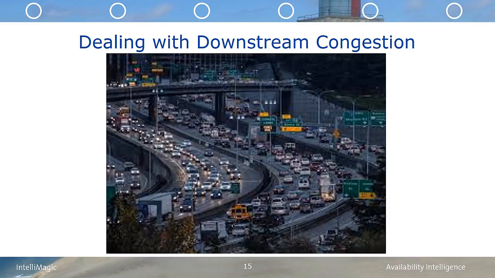Does anyone feel like this represents their morning commute? Oftentimes, when we're driving and we get into a traffic situation, there's simply no way to tell what's happening in front of us. But with IntelliMagic Vision, we're able to actually look downstream and see if there are any bottlenecks that can impact performance on the host side. That's what we're going to look at in this example.